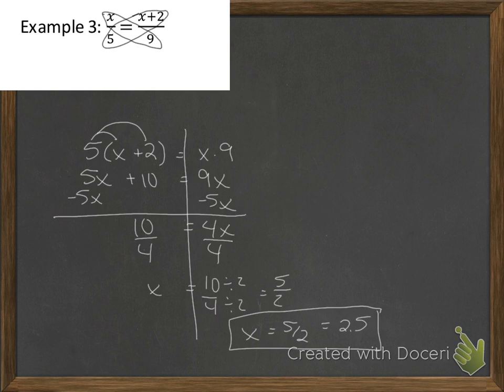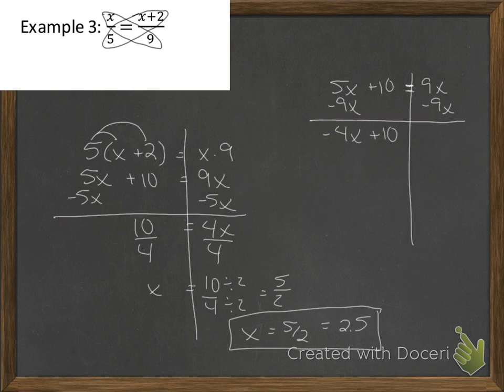I just want to take a minute real quick and show you what would happen if instead of subtracting 5x from both sides, we had subtracted 9x from both sides. If you don't want to see it, just skip over this and move right on to example 4. So let's say I had subtracted 9x from both sides. 5x minus 9x is negative 4x. But then I get negative 4x plus 10 is equal to 0.